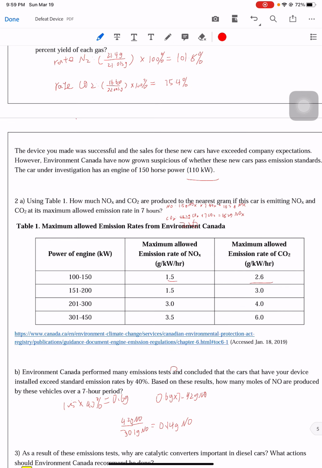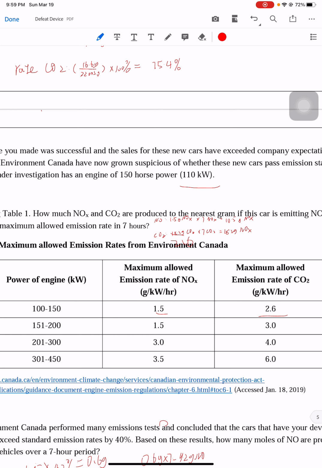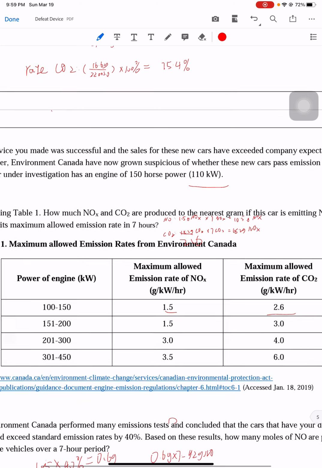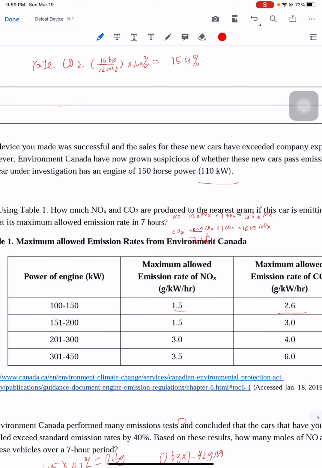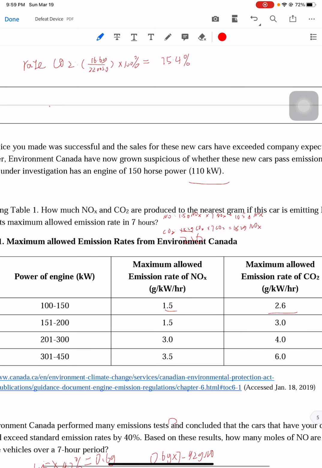So let's go to the second page. And from the question we can get 110 kilograms. We can find this in the form. So the maximum allowed emission rate of NOx is 1.5 and the maximum allowed emission rate of CO2 is 2.6.